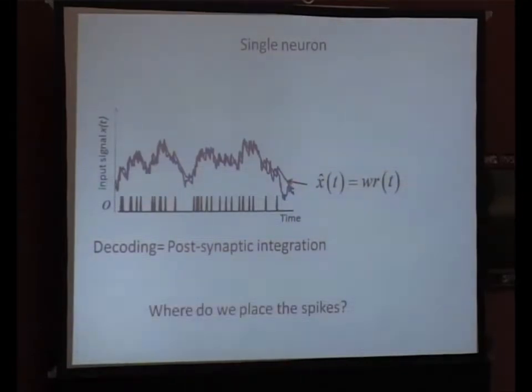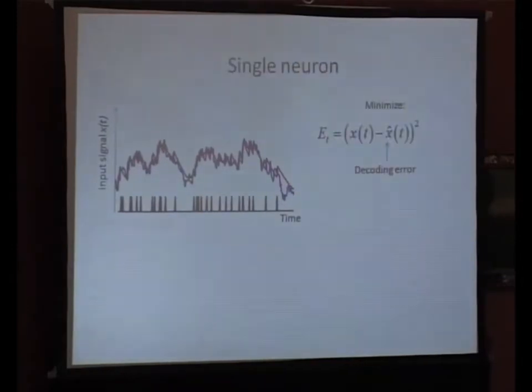So the big question is, where do we place the spikes in order to represent that blue signal? Where should they be in order to ensure a close match between the blue line and the red line? So we start with a cost function, which is the squared difference between the variable x and its representation x hat. This is what we want to minimize, and for the moment I'm neglecting the cost.